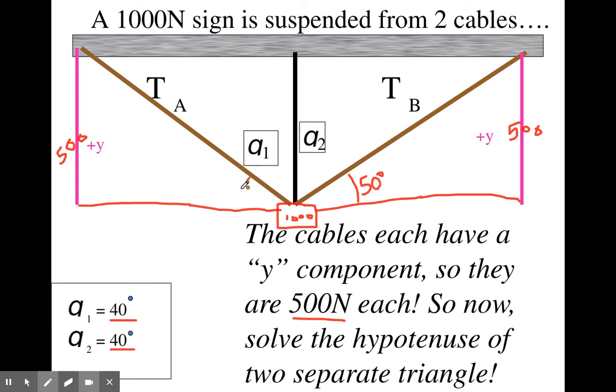And then this one's 50 degrees. And again, these could be different angles, but I'm just making it easy for you right now as an example. These are 50 degrees right here. Okay? Now, how are we going to calculate the tension?